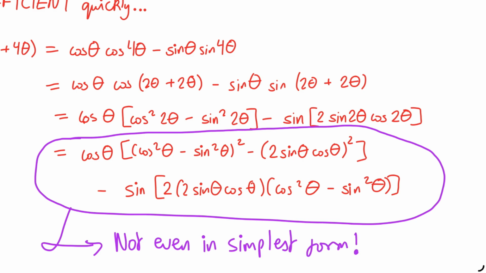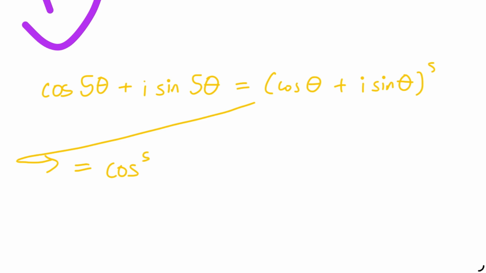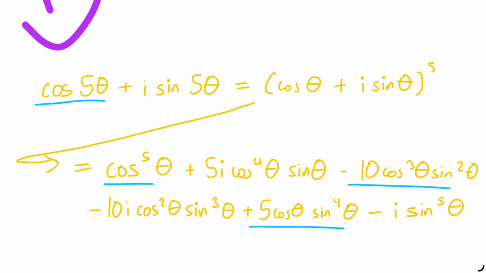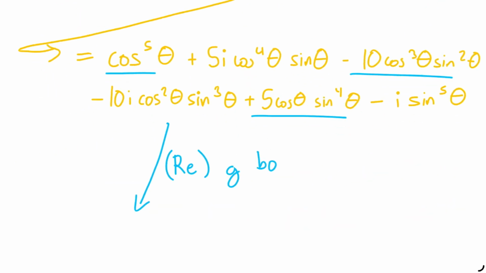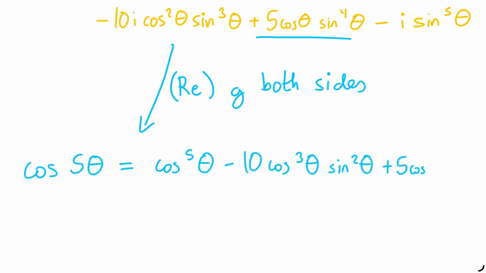So instead we fall back to de Moivre and consider this here. Cosine 5 theta plus i sine 5 theta equals cosine theta plus i sine theta all to the power of 5, which we can expand out like here just using the standard binomial expansion. And then what we do is we just equate the real parts of both sides, and we get cosine 5 theta equals cosine to the 5 theta minus 10 cosine cubed theta sine squared theta plus 5 cosine theta sine to the 4 theta. And that's it, already.